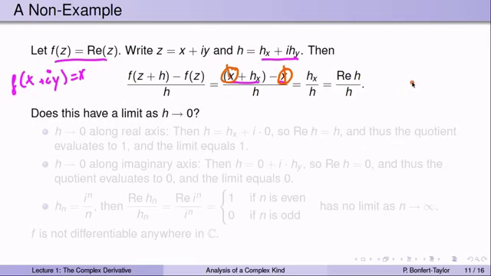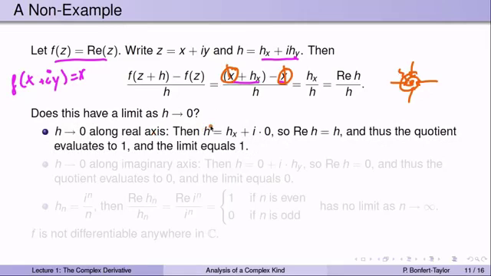As we noted earlier, there are lots of different ways of approaching a point. h could go to 0 along the x-axis, or it could go to 0 along the imaginary axis, or along a spiral, or along all kinds of other ways. But let's check out, for starters, what happens when h approaches 0 along the real axis. So h, in other words, is real. It's of the form hx plus i times 0, does not have an imaginary part.